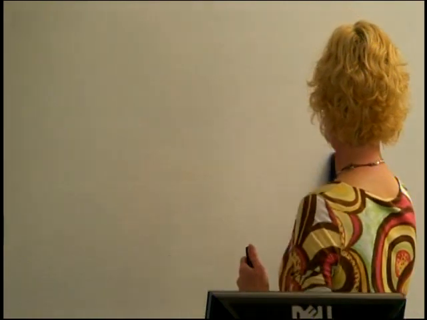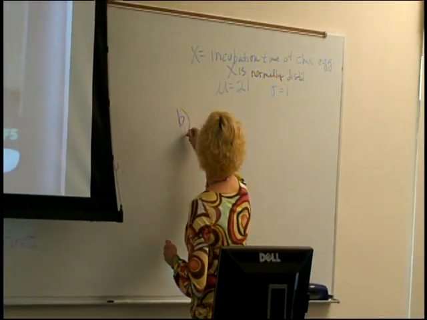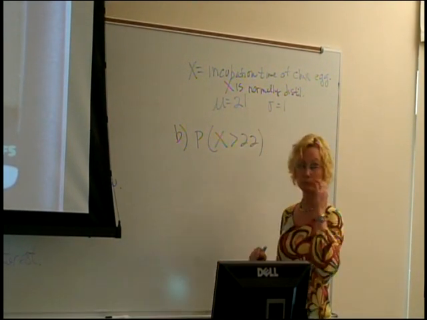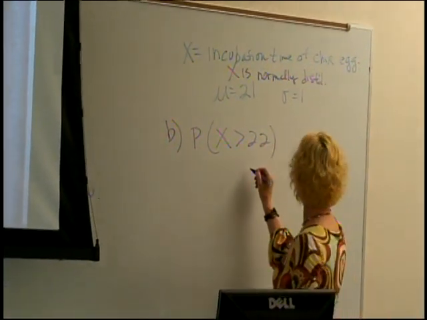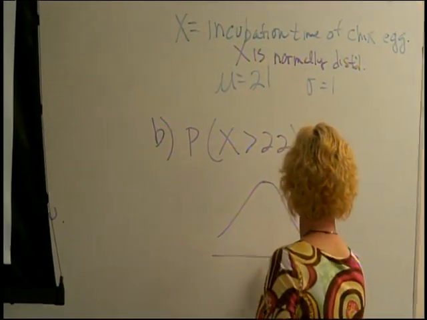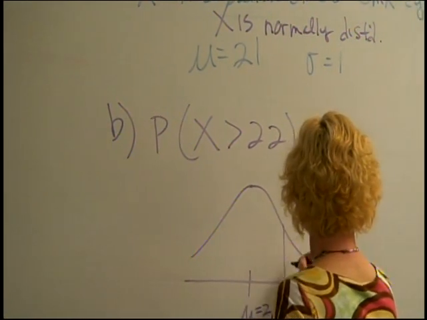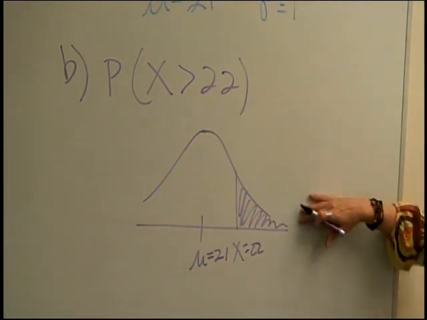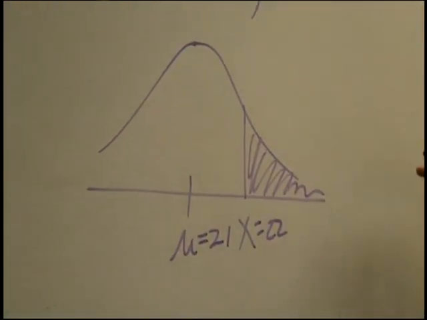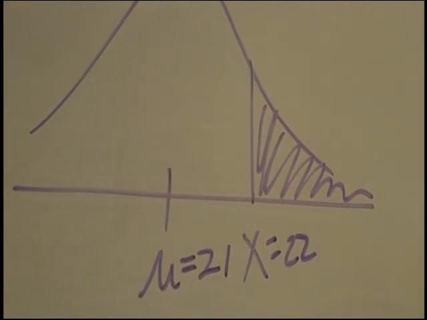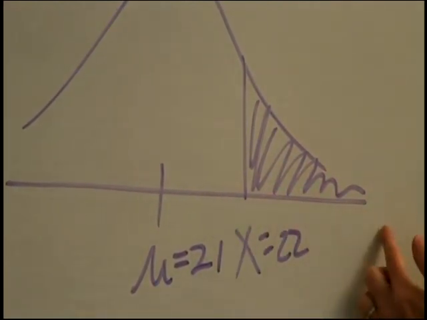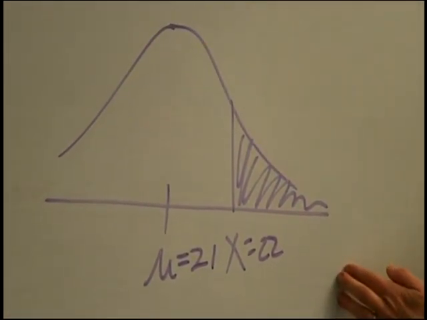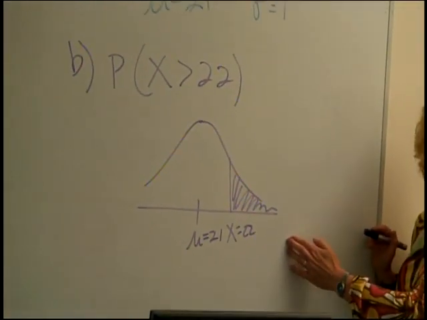What was part B? Greater than. Thank you. Probability that the hatching time was greater than 22? Yes. Okay, so we want that area. So we have a similar problem as part A, except now we have to make up an upper bound or a right-hand bound. You guys with me? Or an x2, however you want to look at it.